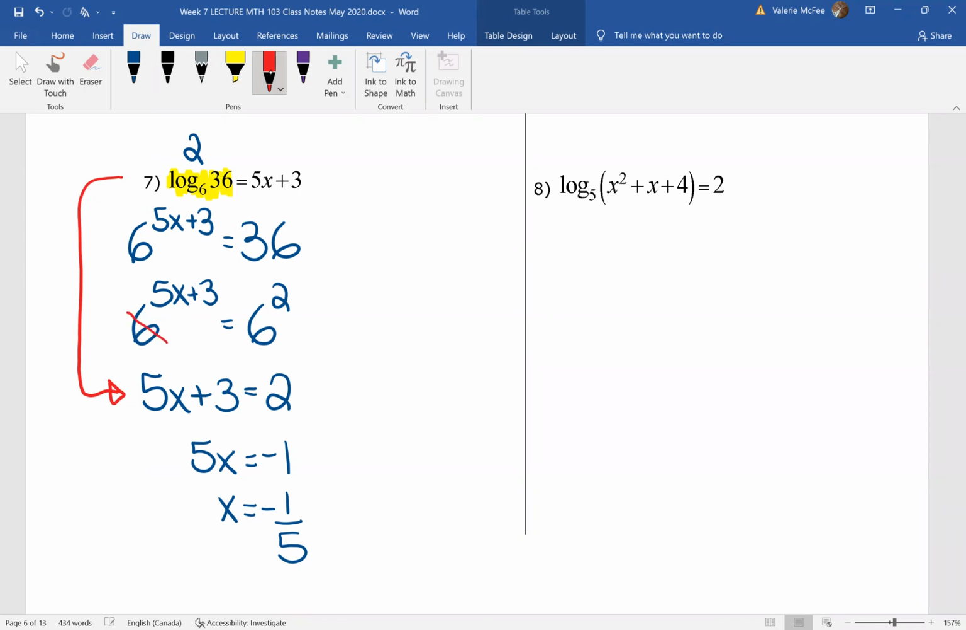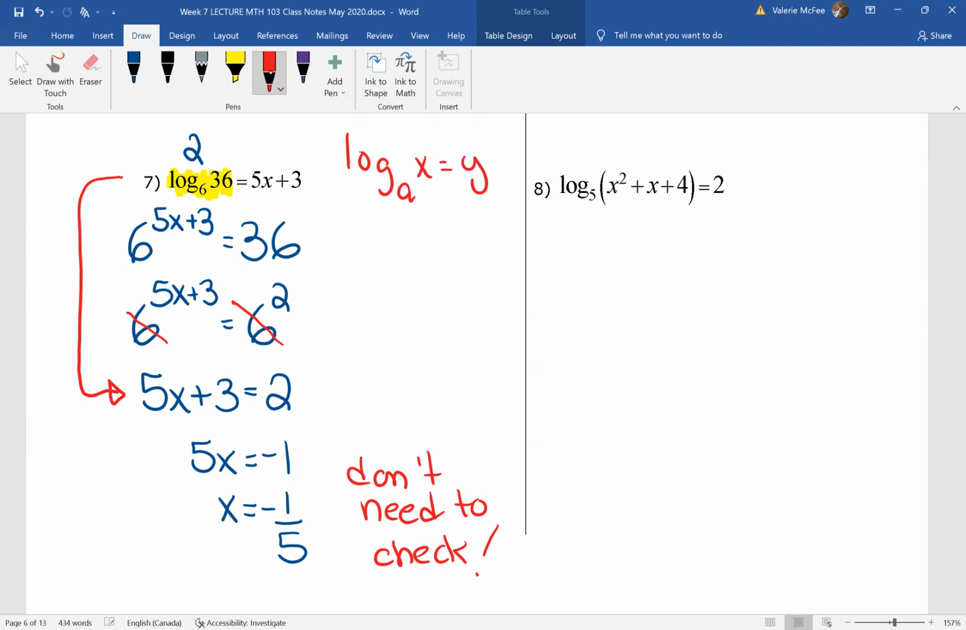Otherwise, you made your bases the same, and then your exponents were equal. We don't need to check this solution. Why is that? Because x is in the range part of the question, right? Log base a of x equals y. And our range for logarithms is the set of all real numbers. We can keep our solution.